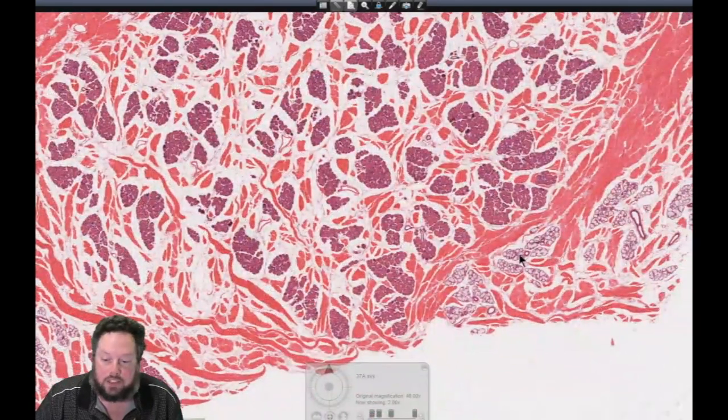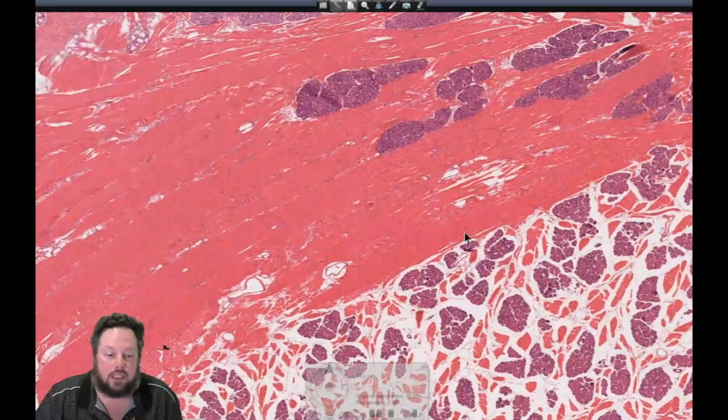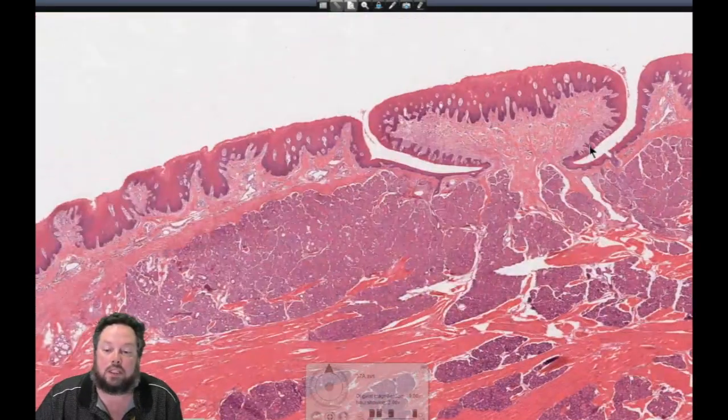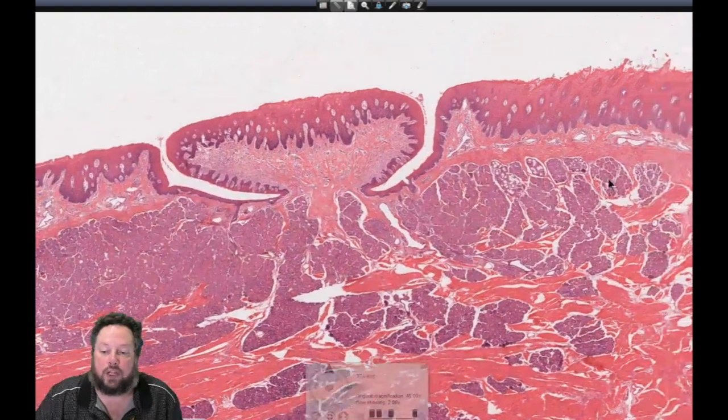Lots of, you can see down here, we've got some of these mucus glands, and then we've got some of the serous ones over here as well. So they're all contributing to the production of saliva in the oral cavity.